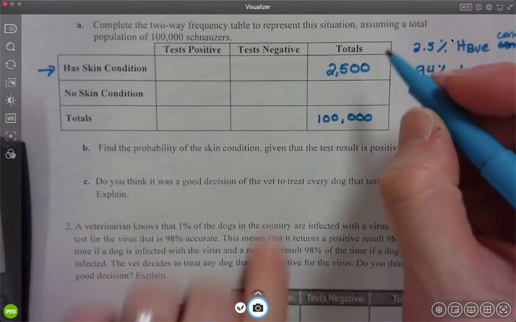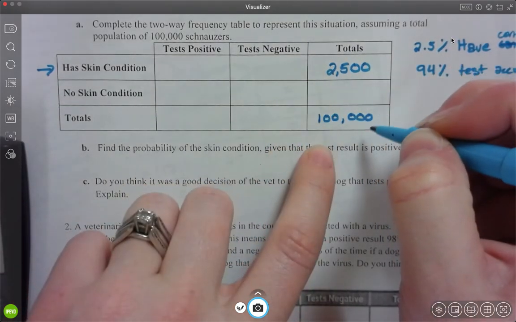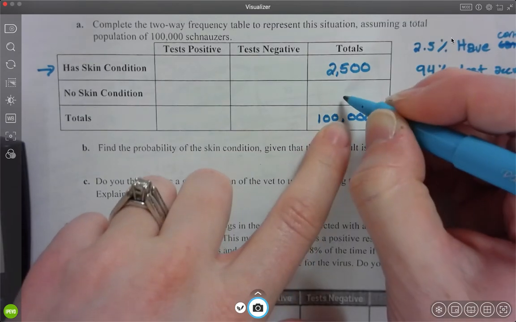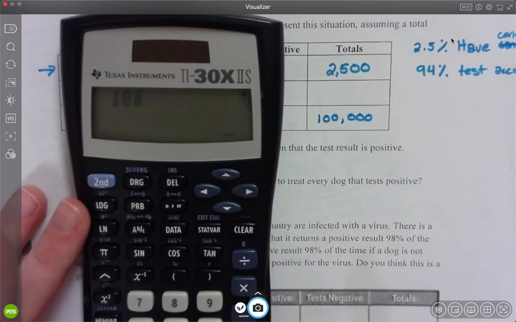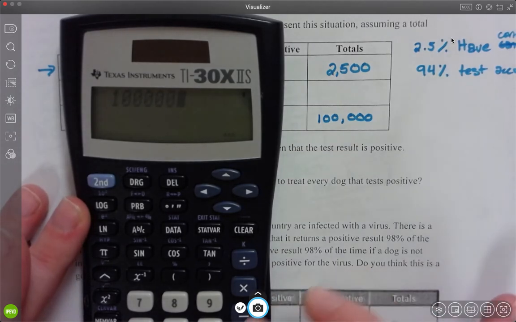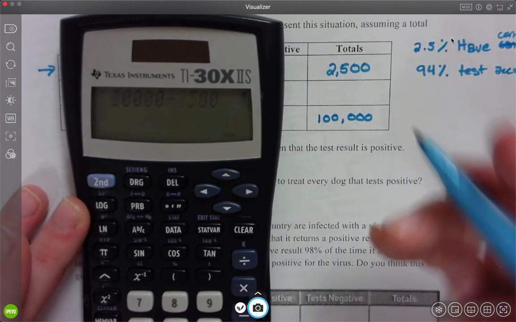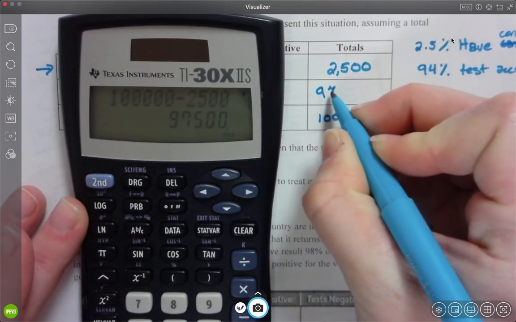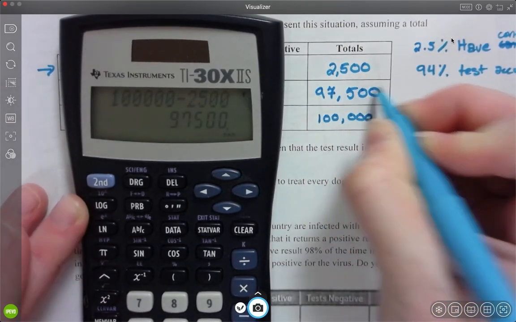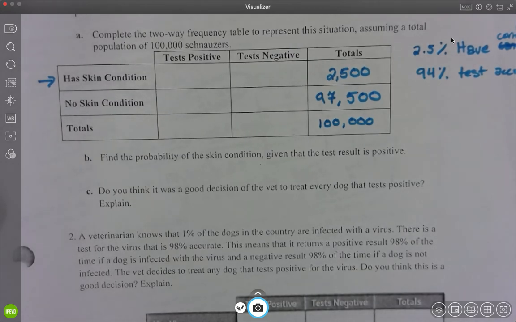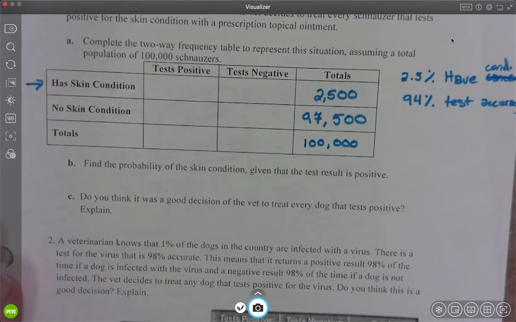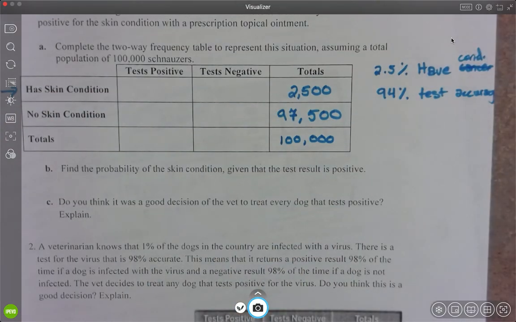Now, if 2,500 out of 100,000 have the skin condition, then how many don't have the skin condition? Well, I can just take 100,000 and subtract the 2,500. That means there's 97,500 that don't have the skin condition, because not a lot of dogs have it in the first place. That's why that split is there.